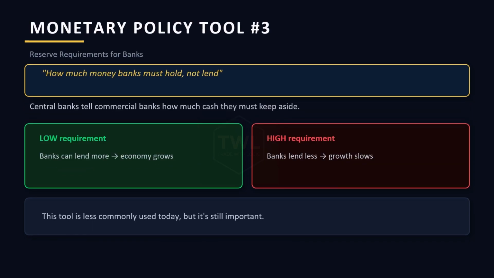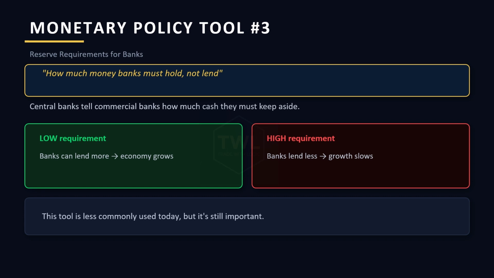The third tool is reserve requirements, and this one's actually pretty intuitive once you hear the example. Here's the idea. Central banks tell regular banks how much money they're required to hold on to instead of lending out. Imagine a bank as a person with $100. If the rule says they only need to keep $10 and can lend out the rest, that's $90 going out into the economy as loans. But if the rule says they need to keep $50, only $50 goes out as loans.